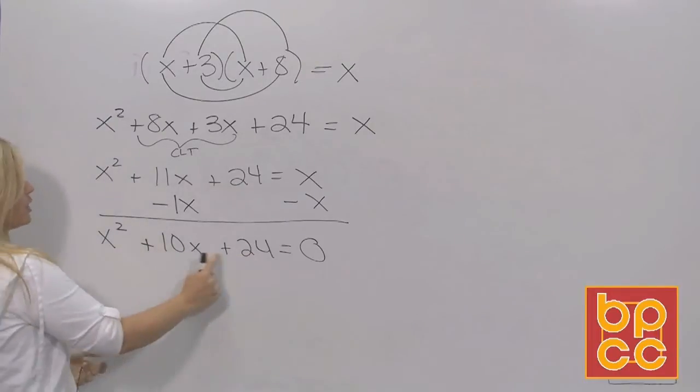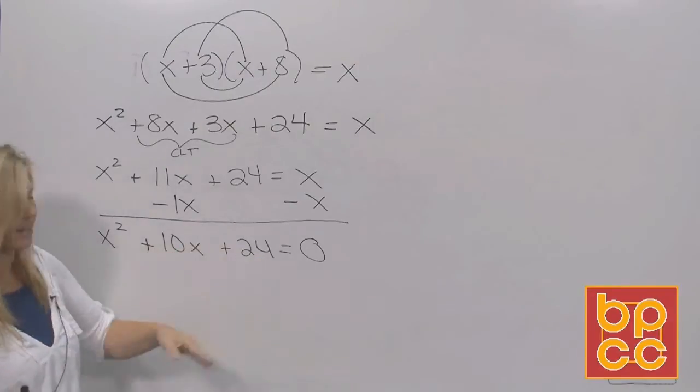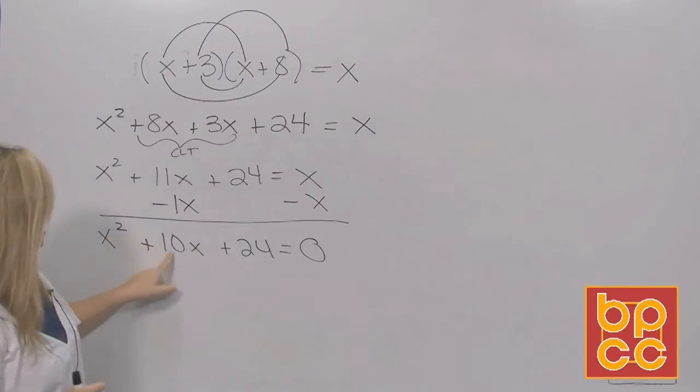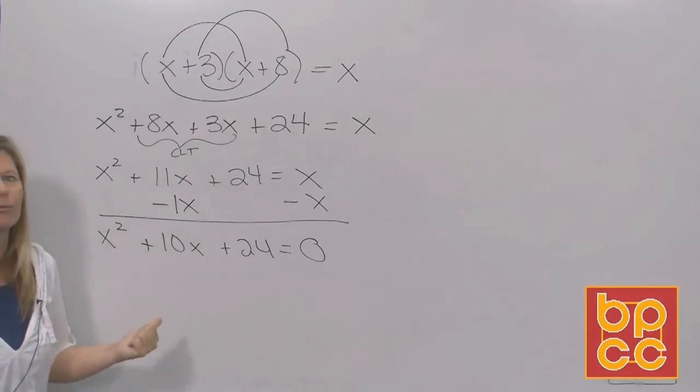Can we divide these three terms by the same thing? No, we cannot. We cannot divide them by x. They all don't have an x. We can't divide them by the same number other than 1, and 1's not going to change it. So the GCF rule is out.